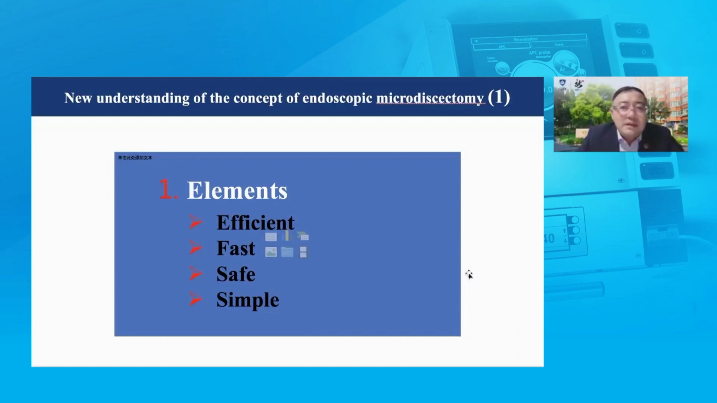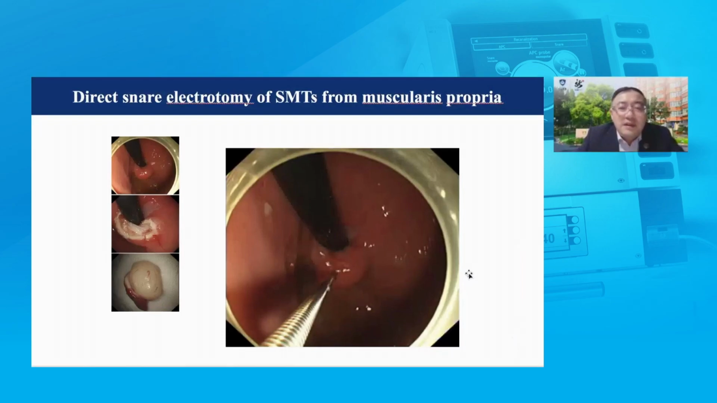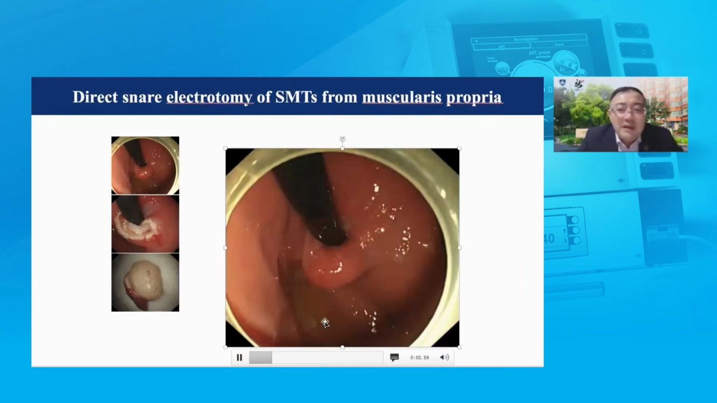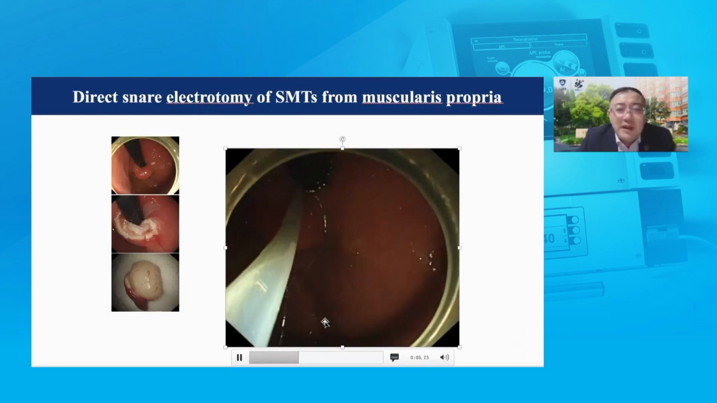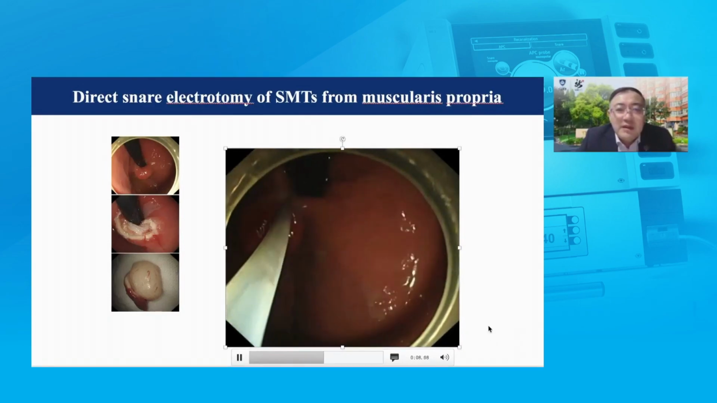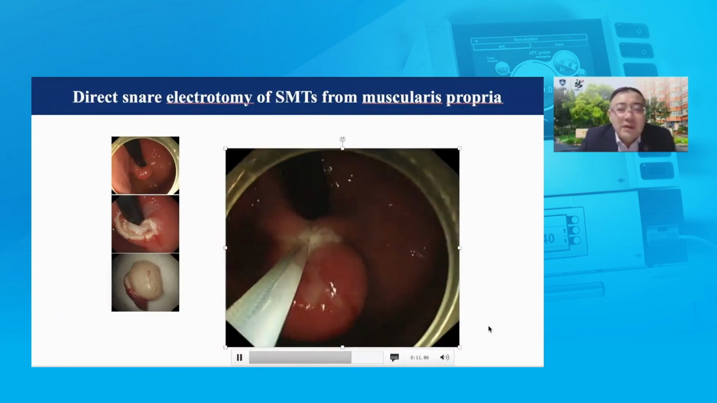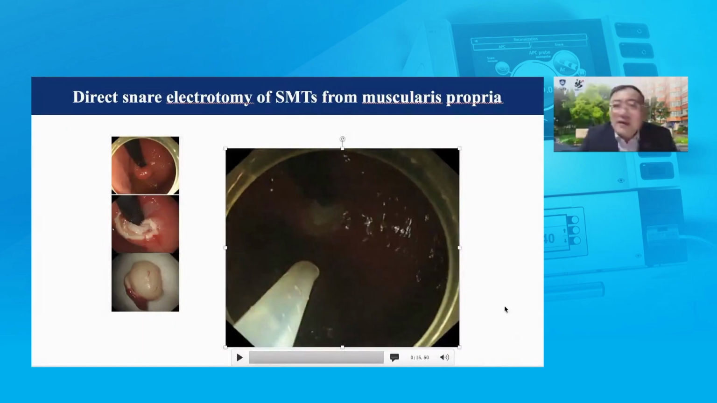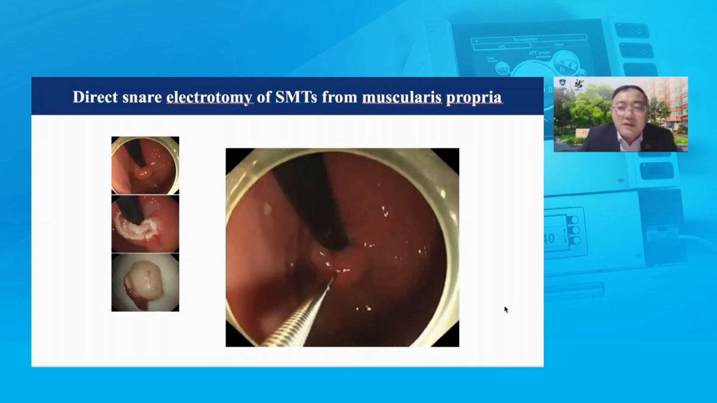First, I think the elements of the endoscopic procedure should be efficient, fast, safe, and simple. For lesions located in different places, we can use different techniques to remove the whole lesion within a very short time. This lesion originated from the muscle layer and was about 1.5 centimeters. We can use the snare to directly remove the whole lesion from the muscle layer, and the whole procedure time was only 2 minutes.